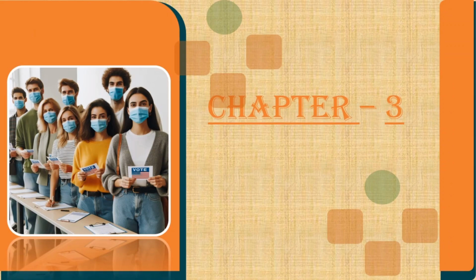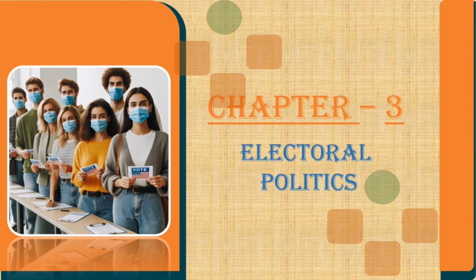Today we are going to study Chapter 3 of Class 9 Political Science book. The title of the chapter is Electoral Politics. In the first chapter, we understood that democracy is the form of government in which leaders are elected by people. In this chapter, we will study how elections are conducted to elect these leaders.